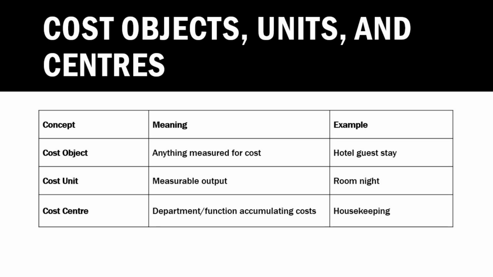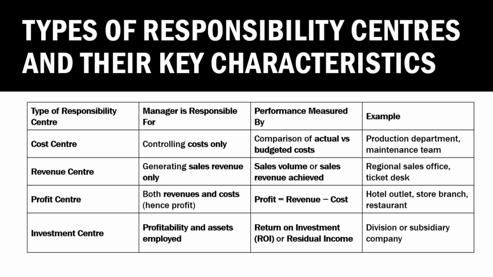These three terms are heavily used in management accounting. You must know them cold. They show up everywhere later: pricing, profitability, overhead absorption, internal reporting. This section connects cost centers to responsibility accounting. We're now asking, who is responsible for what?